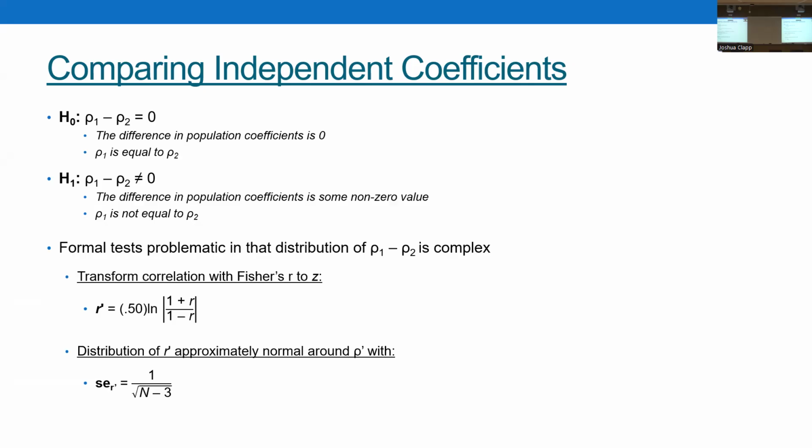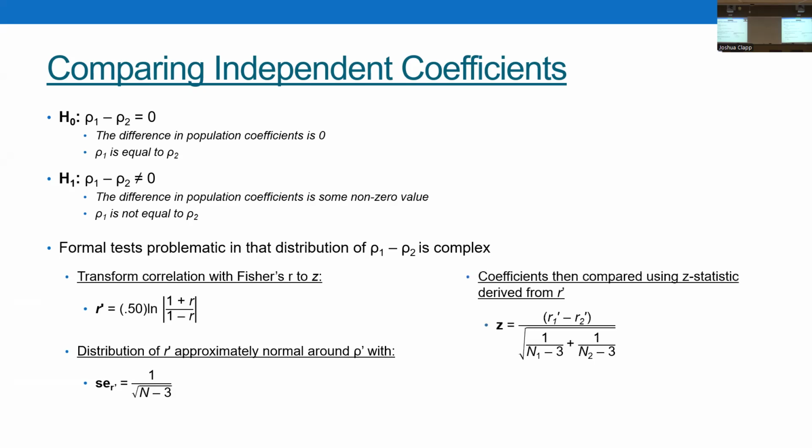And if I have a point estimate and a standard error, what can I get with that? You can get a test statistic, right? So I take my correlations here, transform them into z, into r prime, which is Fisher's r to z, get my standard error here, and now I can compare these using a z statistic with r prime.